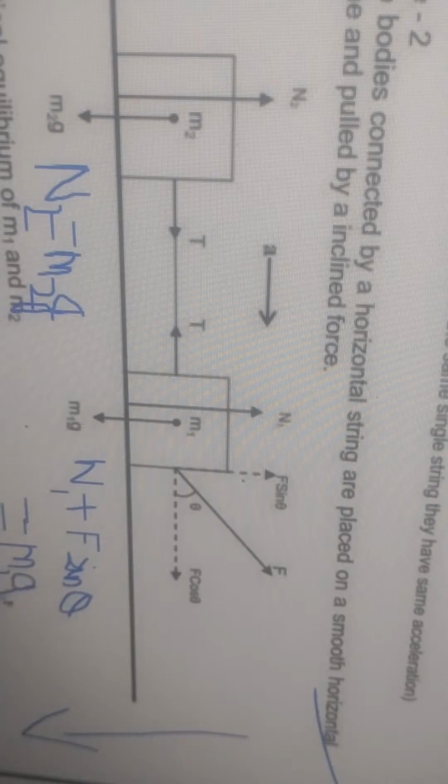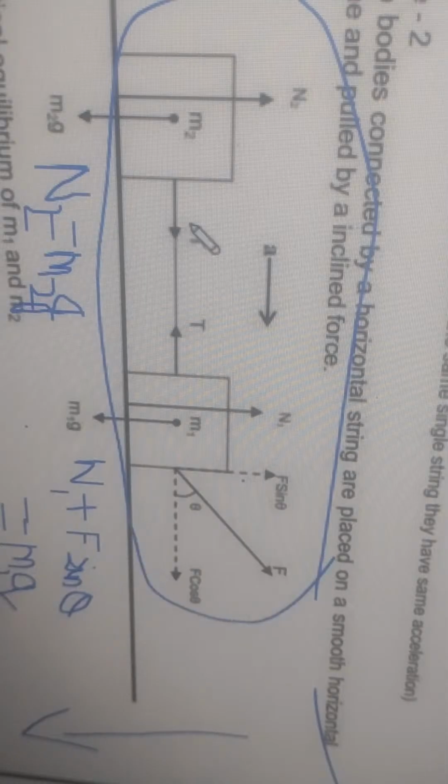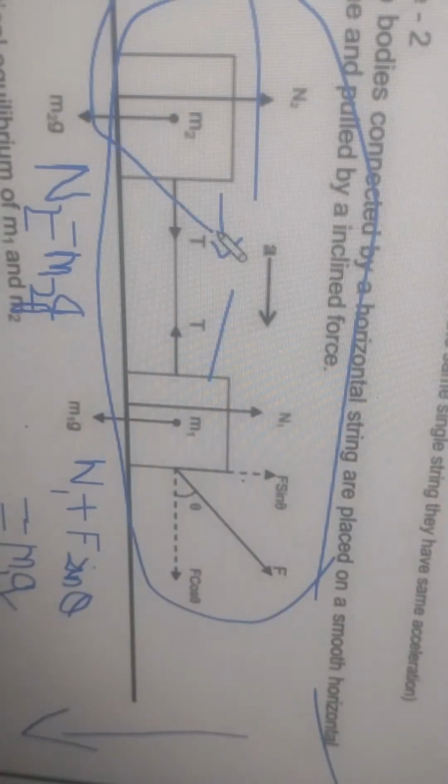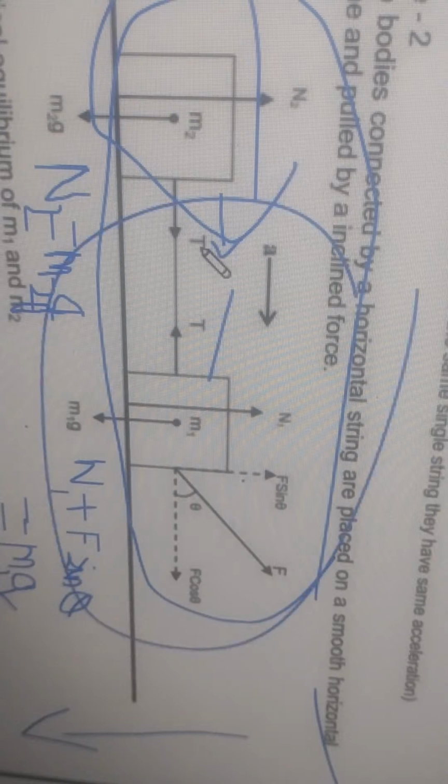So you have to remember this chart, this diagram. There will be two tensions, one in this direction, one in the opposite direction. This tension is for this body, and this tension is for this body. So there are two tensions. You have to remember this thing.